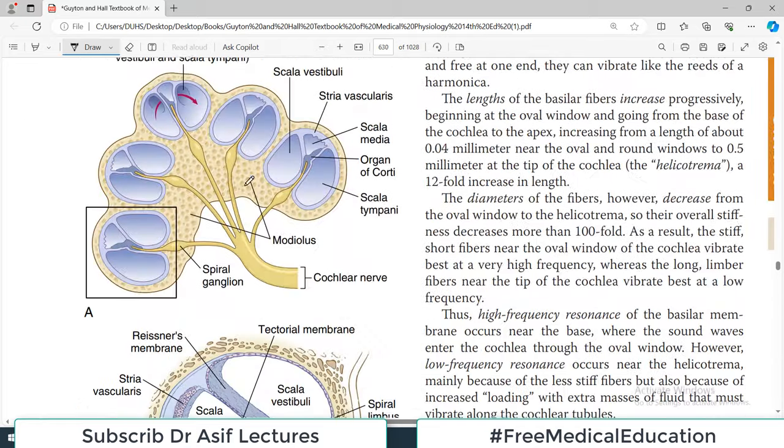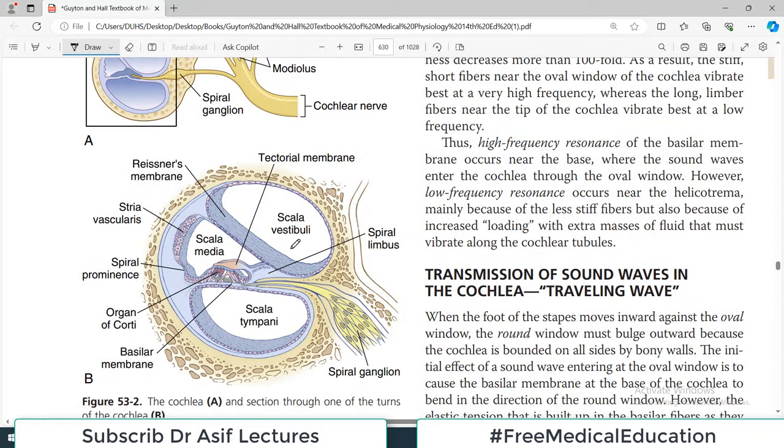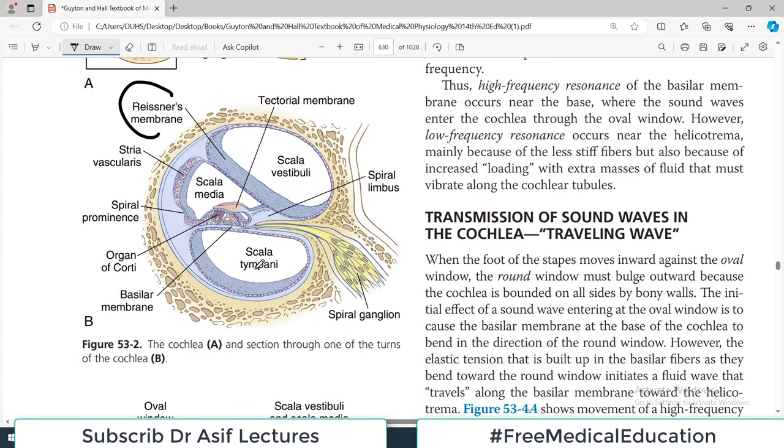And if you look at it in cross section, it appears something like this. So that's a tube, that's a tube, that's a tube. Scala media, because it's in the middle, and vestibuli and tympani, close to the tympanic membrane, close to the vestibule. And then there are further structures. Between scala vestibuli and media, for example, there is the Reissner's membrane, which is very thin, and technically for many purposes they are considered a single chamber. And then we have scala tympani, and there are some very important structures. We'll talk about them in a minute.